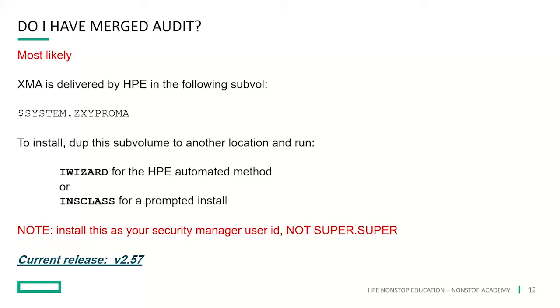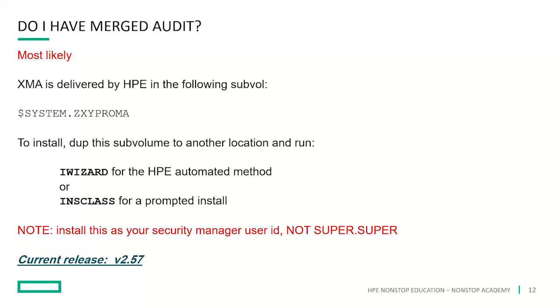The current release of Merged Audit as I give this presentation is release 2.57. That's the current release from both HPE and from XYPRO. If you're running an earlier version, please upgrade. You're going to find a lot of reasons that it's better running a newer version. It's more efficient. It's got better functionality. It's got all kinds of bug fixes and stuff like that in there. So go out and get 2.57.